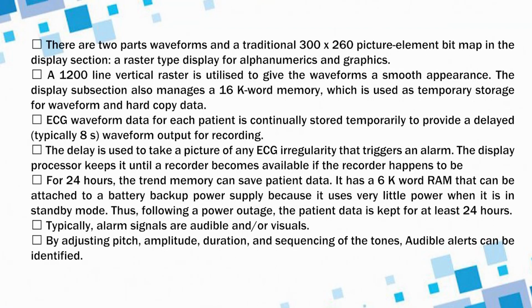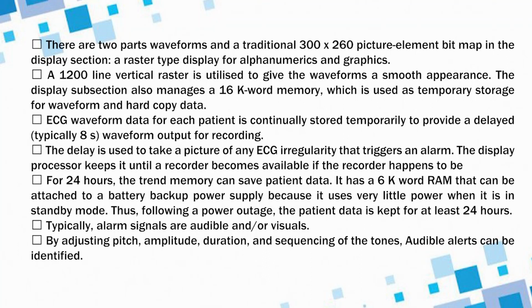ECG waveform data for each patient is continually stored temporarily to provide a delayed, typically 8-second, waveform output for recording. The delay is used to take a picture of any ECG irregularity that triggers an alarm. The display processor keeps it until a recorder becomes available, if the recorder happens to be busy.